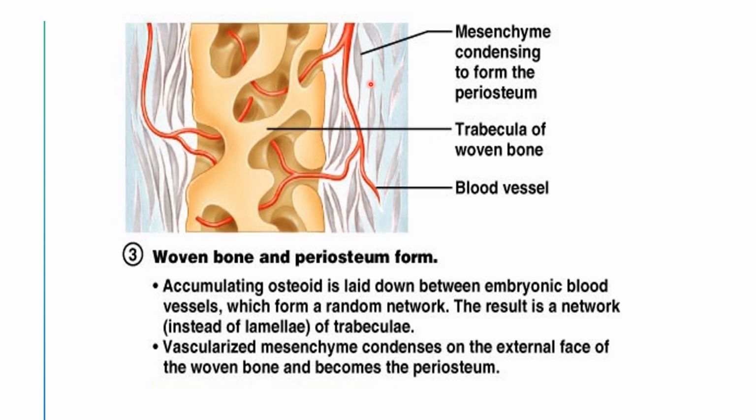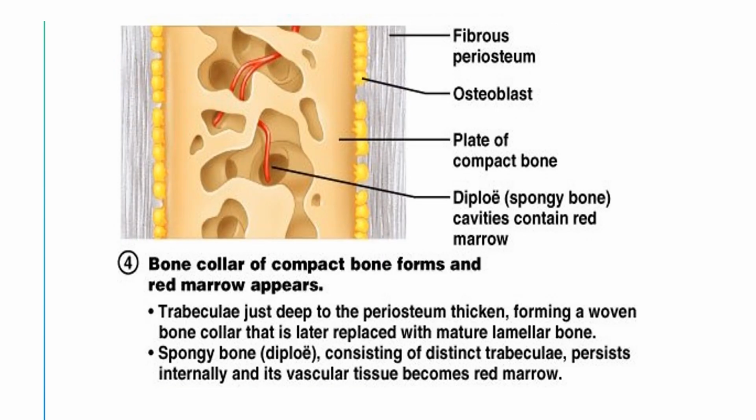So here you can see the outside of the bone, mesenchyme condensing to form the periosteum. And a bone collar of compact bone forms and red marrow appears. So trabeculae just deep to the periosteum thicken, forming a woven bone collar that is later replaced with mature lamellar bone. Spongy bone, which consists of distinct trabeculae, persists internally, and its vascular tissue becomes red marrow. So this vascular tissue, the center part of the bone, will become red marrow.